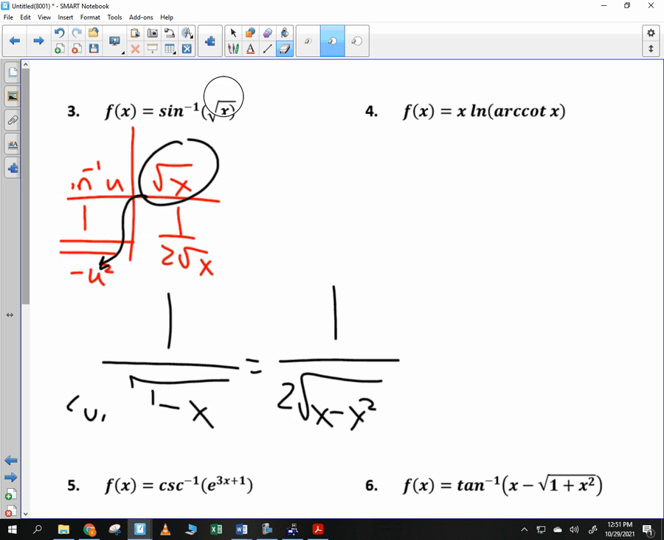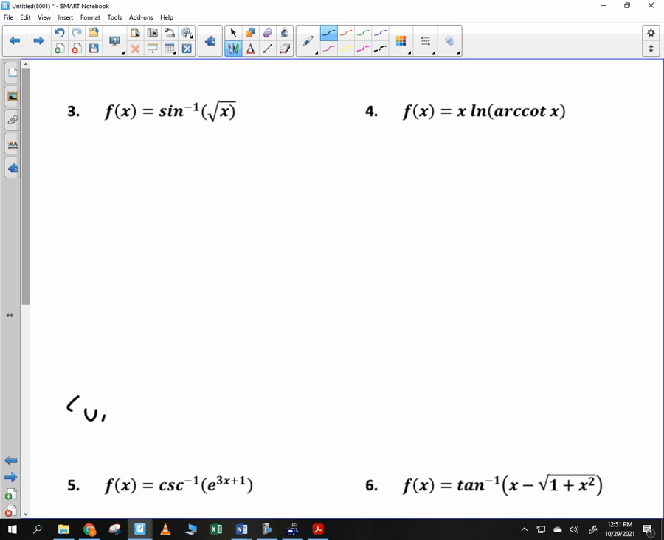There we go. Okay, let's check out number 4. I think number 4 looks basically impossible. Yeah, me too. If you look at it, it says x times the natural log of an arc cotangent, so cotangent inverse of x. Looks absolutely ridiculous. But it turns out it's not that bad. You tell me, what rule do I use? Product and chain. Excellent. As you read it, it says x times the natural log of. So product rule with the chain rule.